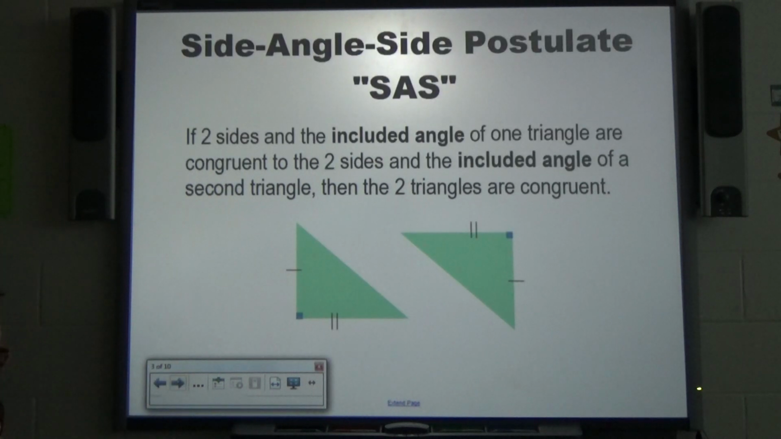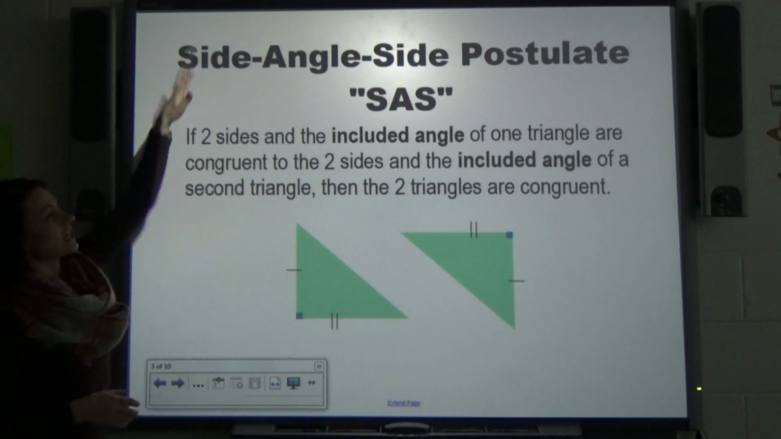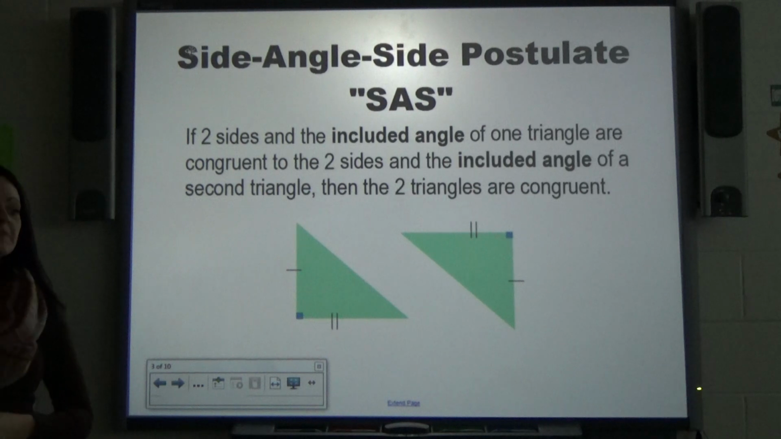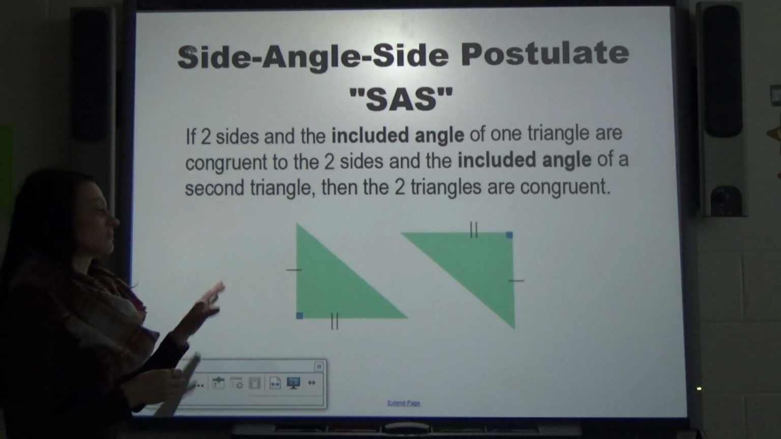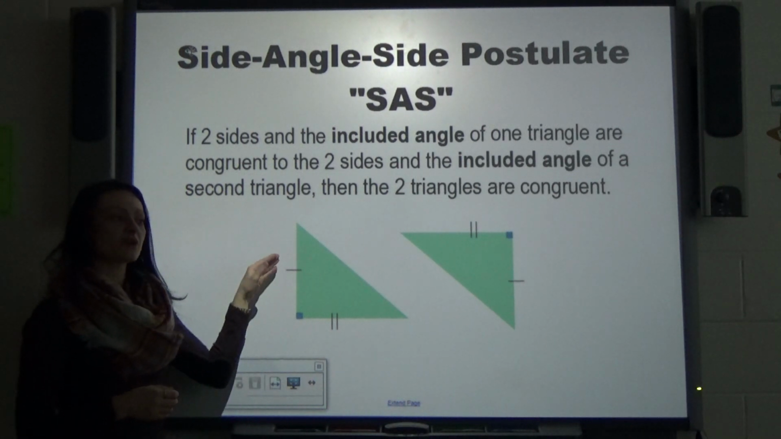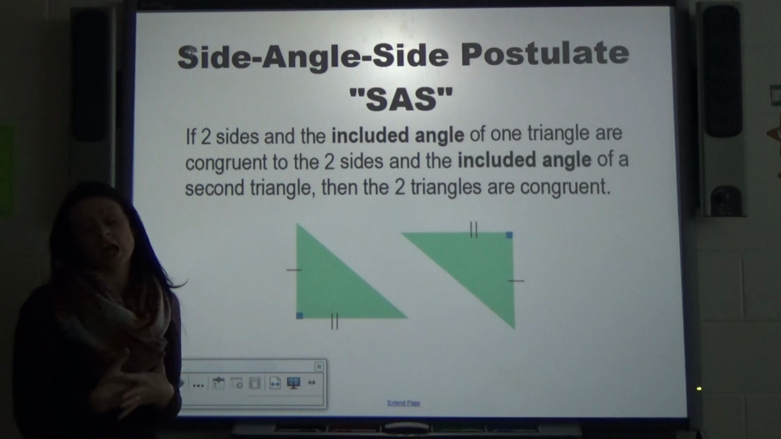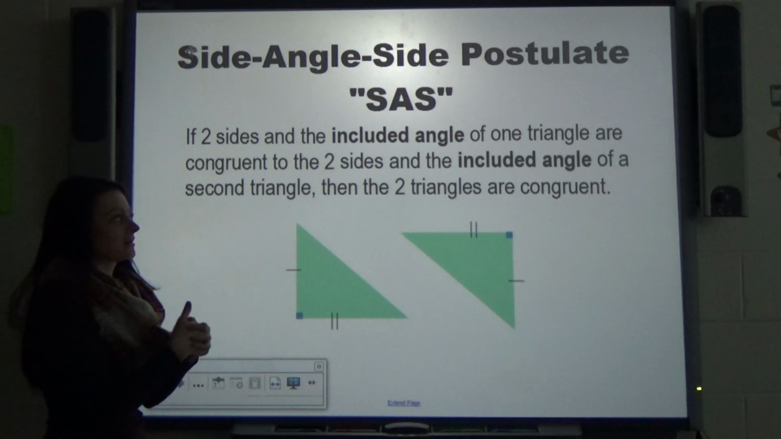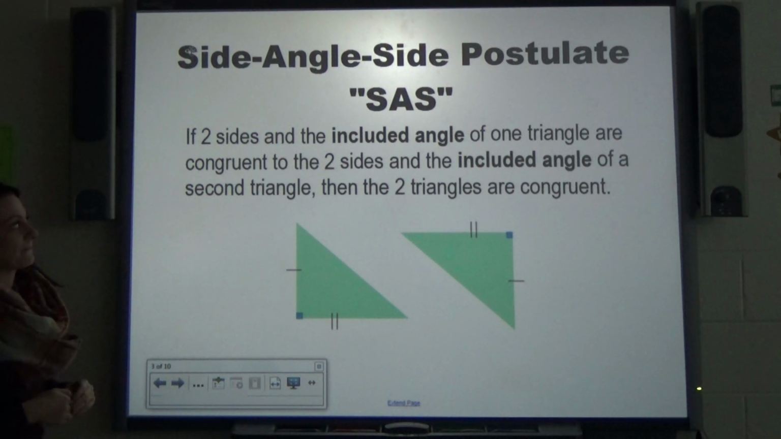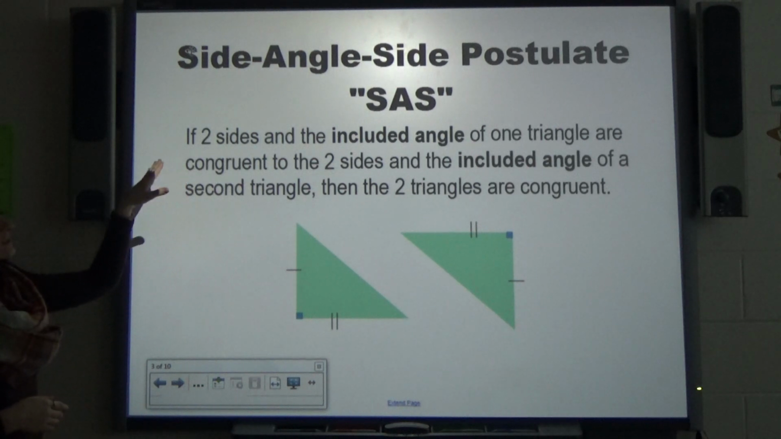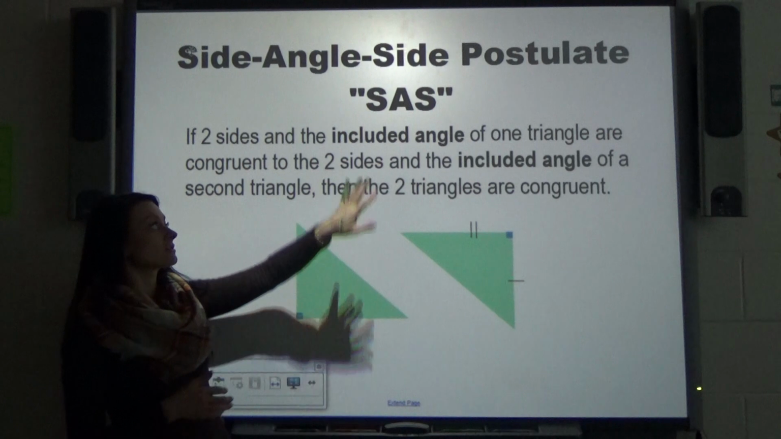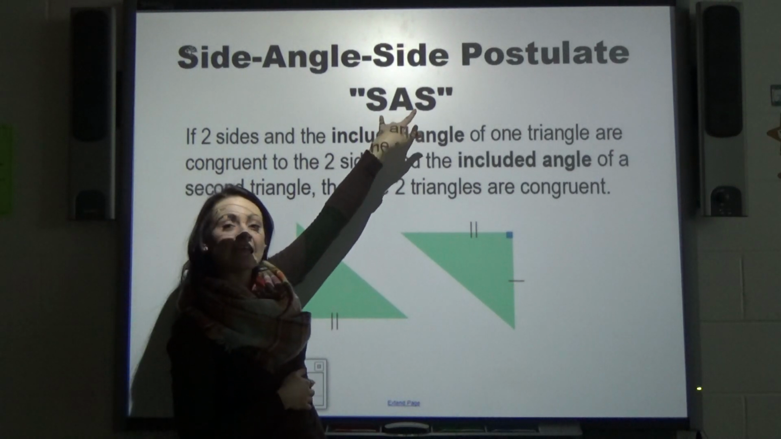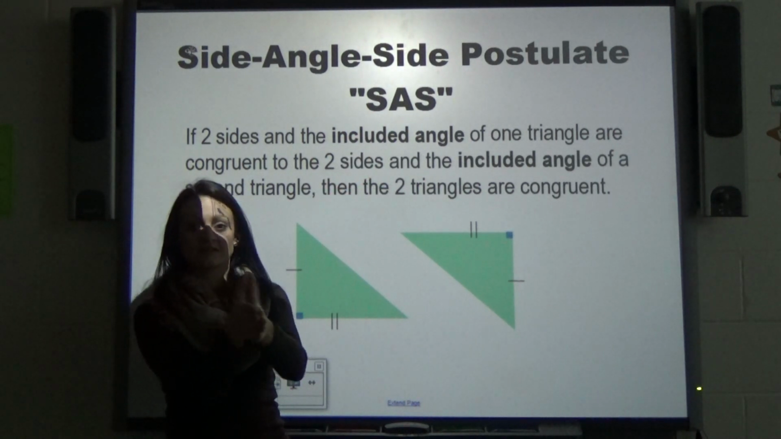The next postulate that we're going to look at is the side angle side postulate. The most important piece of information I can give you is to make sure that when you're looking at your triangle, you travel in order of how things are attached to each other or related to each other. And I'll show you what I mean in just a second. So this one, it's two sides and the included angle. So I have to make sure that just like this says, the angle is sandwiched in between the sides.